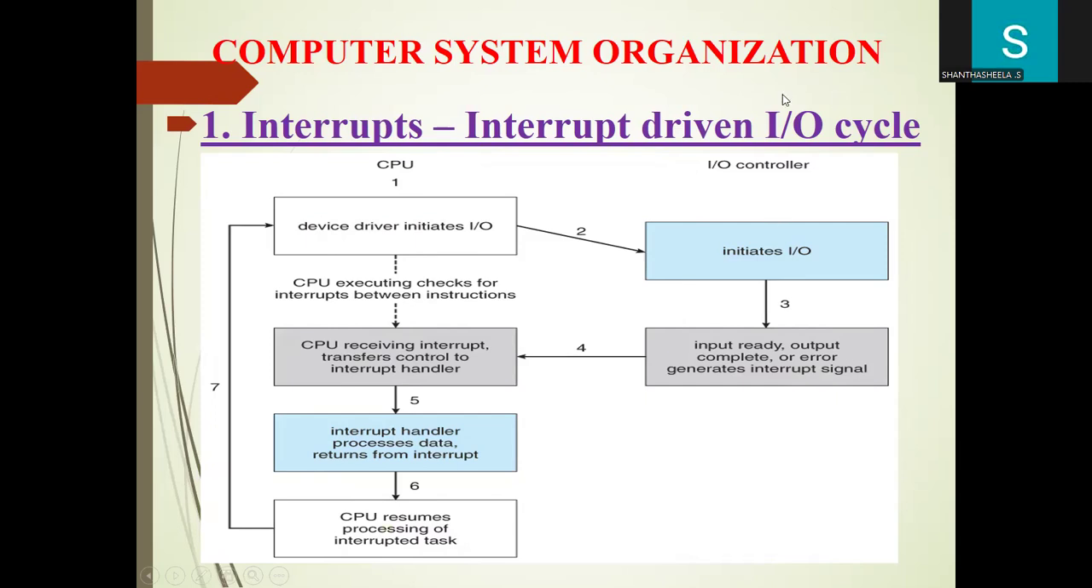The input output controller takes care of initiating the input output, and if any interrupt occurs, it will generate the interrupt signal and pass it to the CPU, so that the CPU will call the interrupt handler in order to process the interrupt.